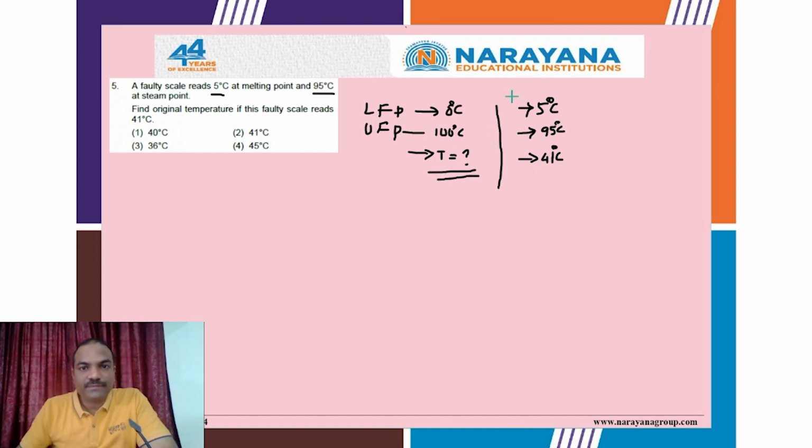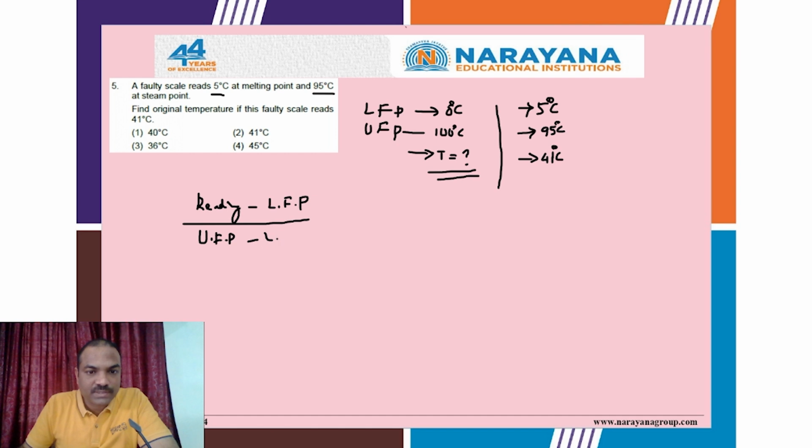So remember, for any temperature scales, how do we solve? The ratios will be the same. What is the ratio? Reading minus lower fixed point, divided by upper fixed point minus lower fixed point, is constant for different scales. So this idea will be more useful when you are solving faulty scale problems. So let us apply the same thing here.